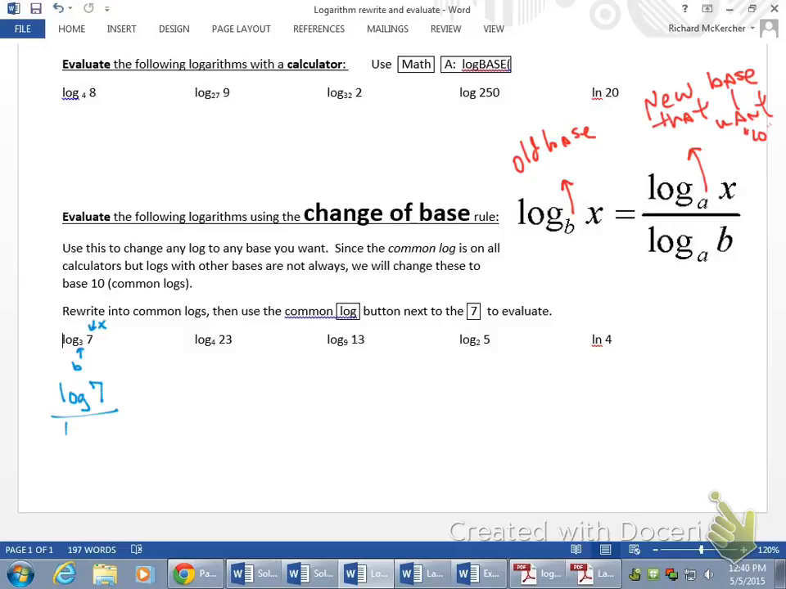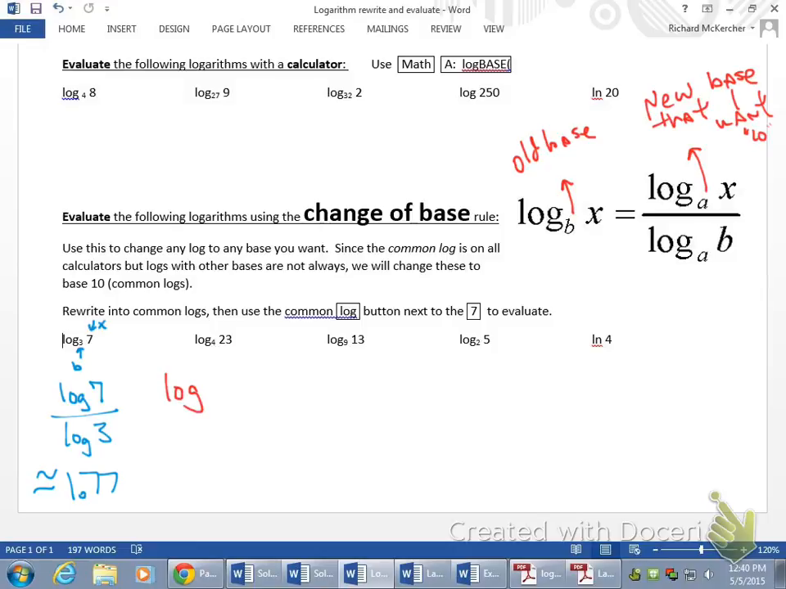I'm going to do log of 7 over log of 3. Now that's the common log of 7 because I'm changing it to base 10, and the common log of 3. So I have changed it from base 3 to base 10, and now I can press buttons in my calculator. I can evaluate that. And that answer is just 1.77.